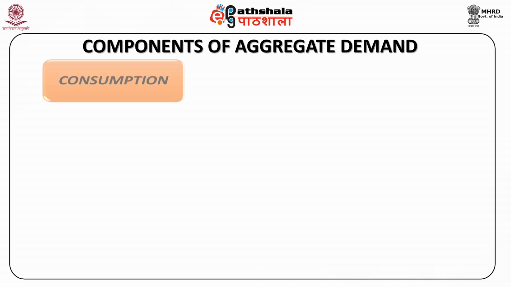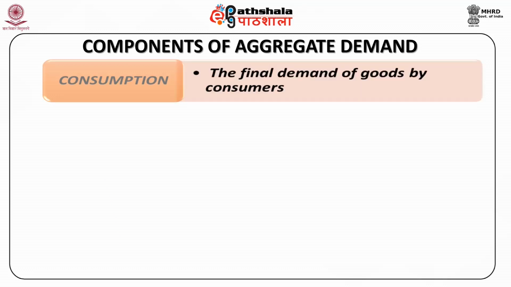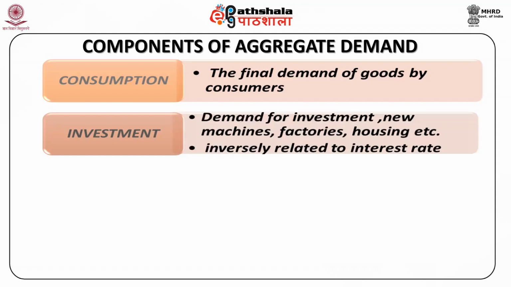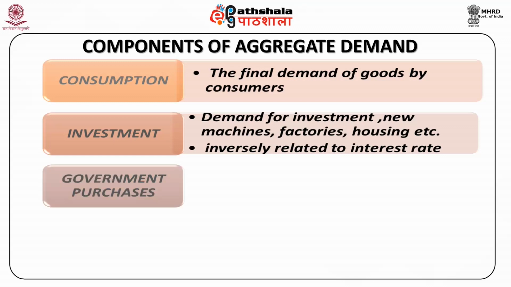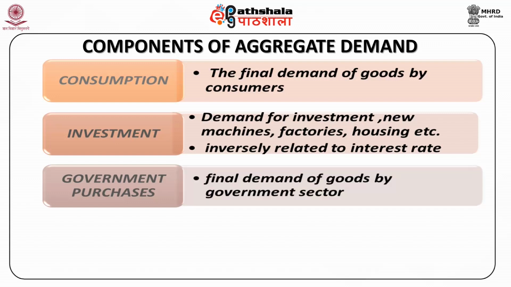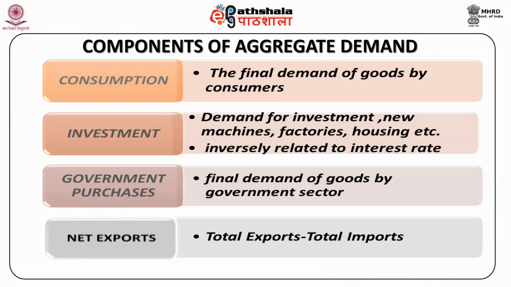Consumption, C. This includes the final demand of goods by the consumers. Investment, I. Investment demand function represents the demand for investment, new machines, factories, housing, etc. in an economy and is inversely related to the interest rates. Government purchases, G. This consists of final demand of goods by the government sector. Net exports, NX, which is total exports minus total imports.